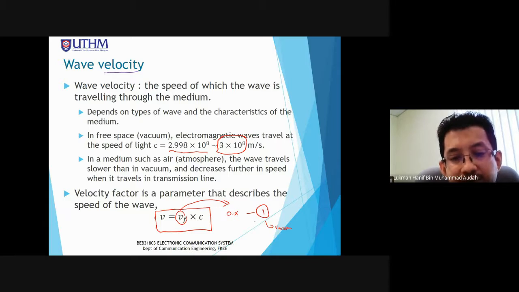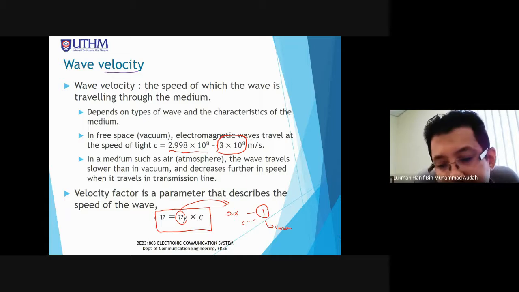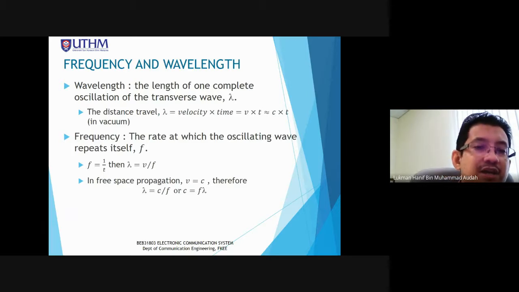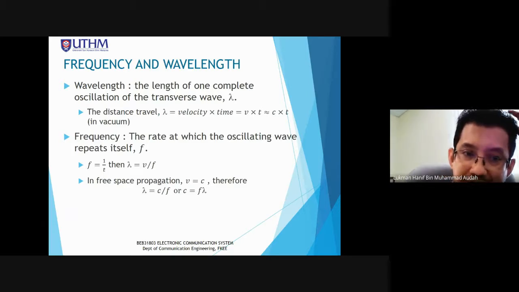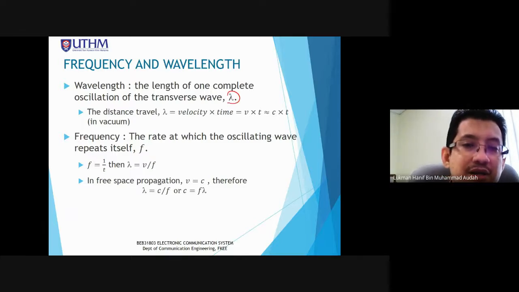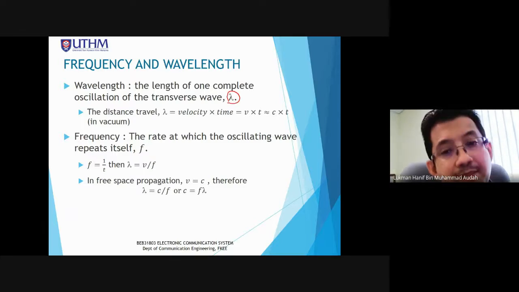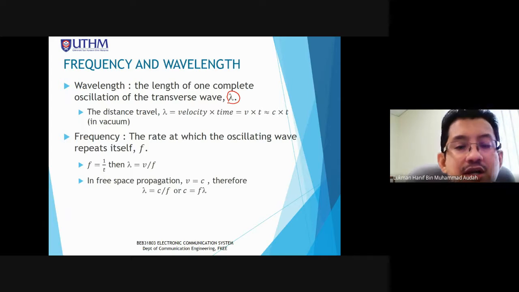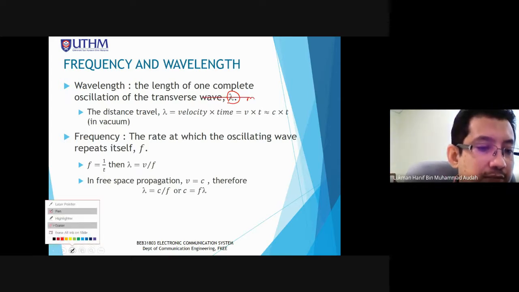Okey, selain daripada vacuum nilainya akan semakin kecil. Kemudian parameter yang kedua adalah wavelength. Wavelength is the length of one complete oscillation of the transverse wave. Dengan dia punya simbol adalah lambda. Apa itu lambda? Lambda wavelength ataupun panjang gelombang. Unitnya adalah meter.